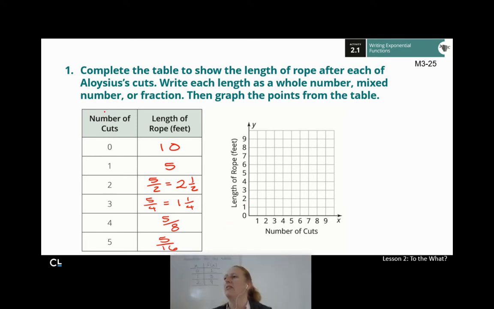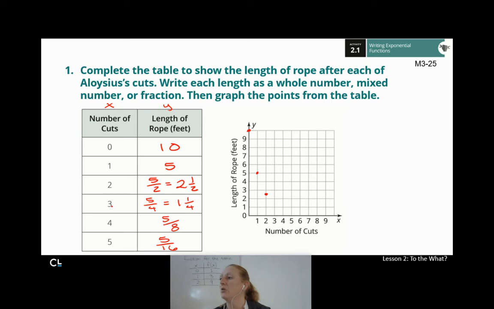So if I go ahead and graph this, that's my X, that's my Y, so 0, 10. There's my first point before we even cut anything. After one cut, I have 5 feet of rope. After 2 cuts, I have 2.5 feet of rope. So second cut, here's 2, and we'll go halfway up to 3.